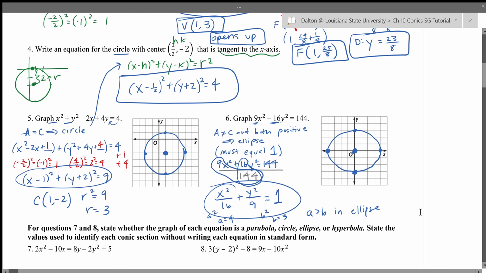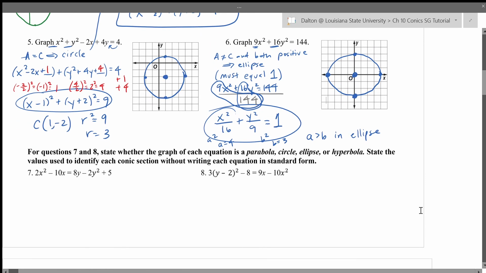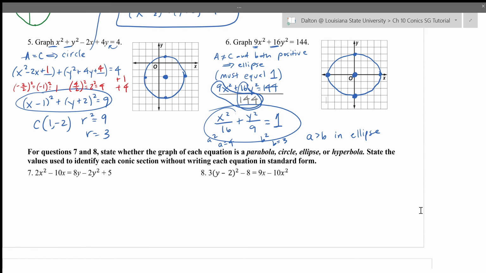Okay, for questions 7 and 8, state whether the graph of each equation is a parabola, circle, ellipse, or hyperbola. State the values used to identify each conic section without writing each equation in standard form. So guys, these questions are exactly what we did for 5 and 6. You basically need to look at the A and C values of your equation and figure out their relationship, and that's going to tell you the conic section.